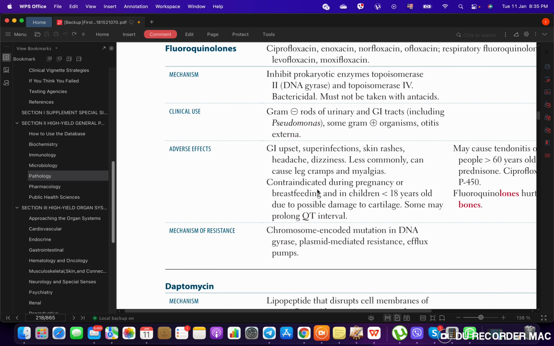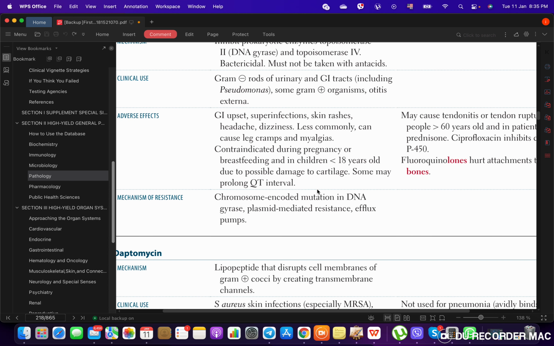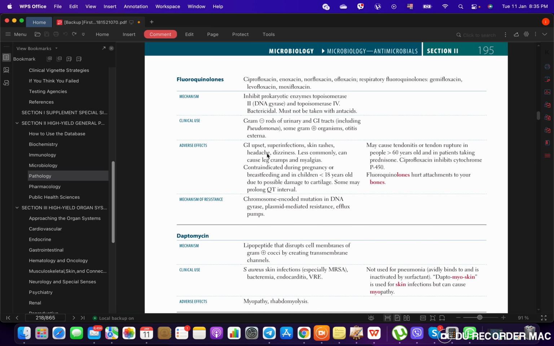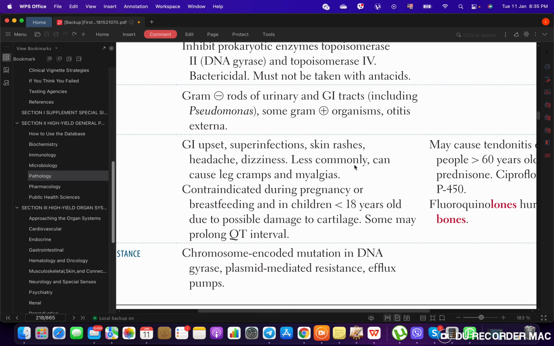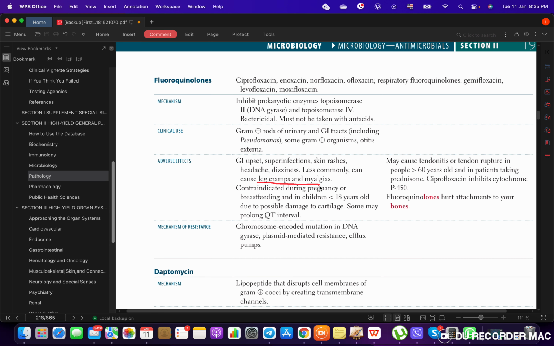Gram-negative rods in the urinary and GI tract, including Pseudomonas, and we use it against the Pseudomonas, that's the otitis basically. Some gram-positive organisms, and also for otitis externa. Cystic fibrosis patients love fluoroquinolones. Adverse effects: GI upset, superinfection, skin rashes, headache, dizziness, a lot of stuff. And less commonly it can cause, this is the important stuff, leg cramps and myalgia because of the electrolyte disturbances, okay?